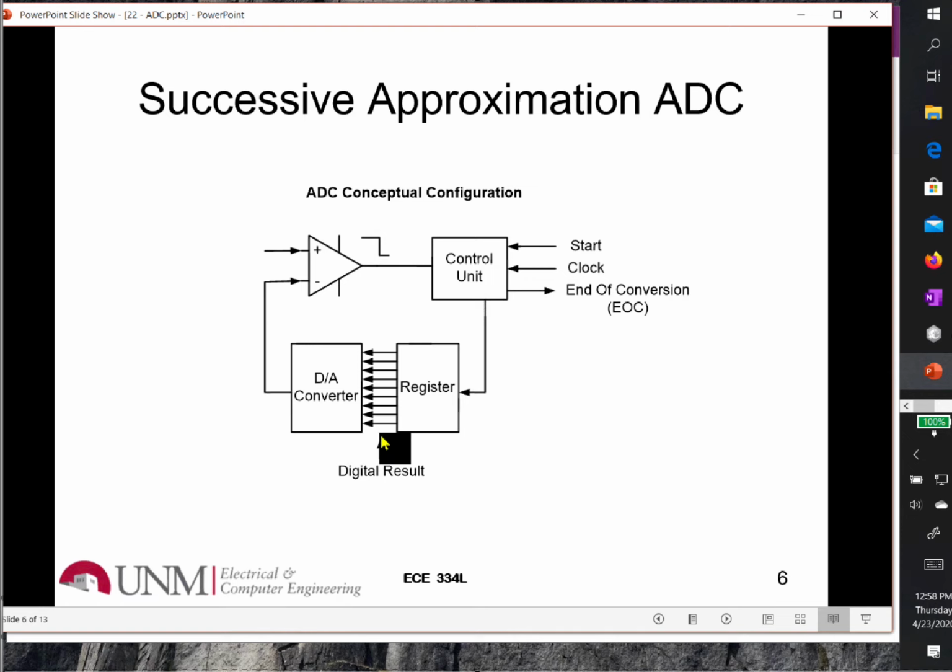And the estimate is going to be this digital value that I'm feeding to my D to A converter. And to drive it, because I'm doing this in successive steps, we call it successive approximation, I have to drive it with a clock. So let's consider, what does this D to A converter do?